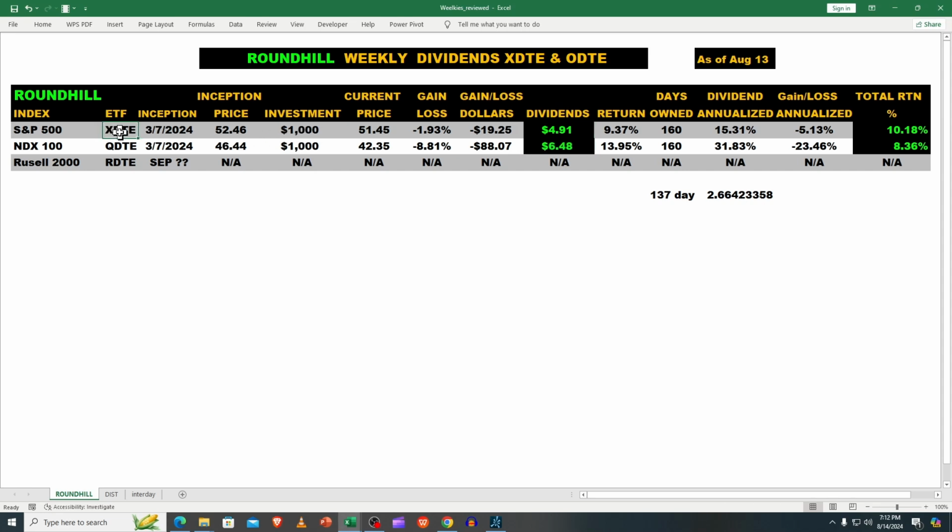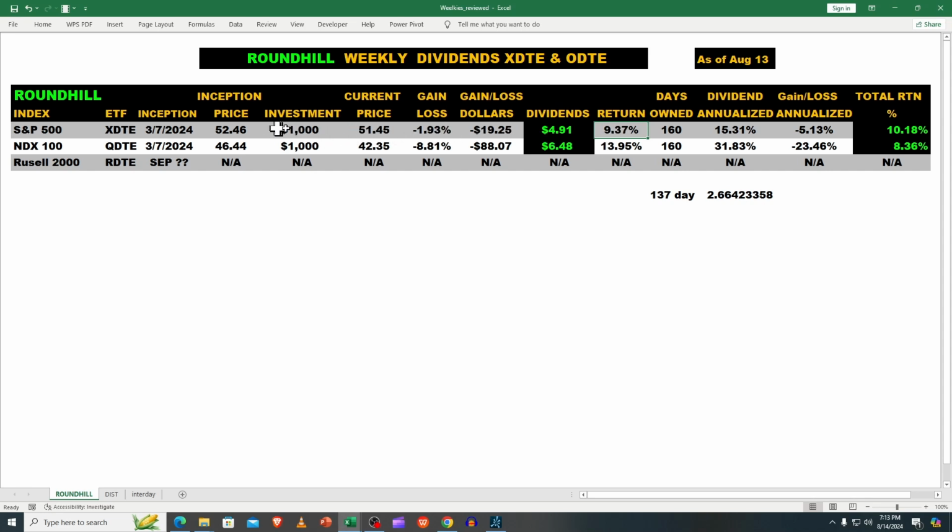So let's take XDTE, the S&P 500. Inception 37, we know that their first payment was 325, and now they have all these payments. So if you bought at inception, you would have paid $52.46 on inception date. Your current price is 51.45. So you can see that you haven't made any money on owning the underlying. What did you lose? Not a lot. On $1,000, you lost $19.25, or basically almost 2%, right? 1.93. But you collected, so you lost $4.91 okay, in dividends. So what kind of return is that on your investment?